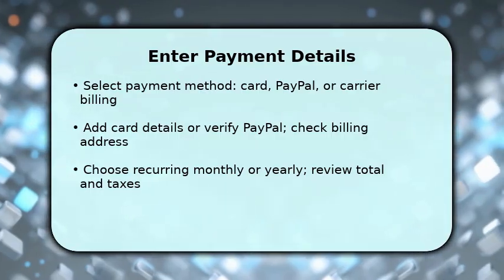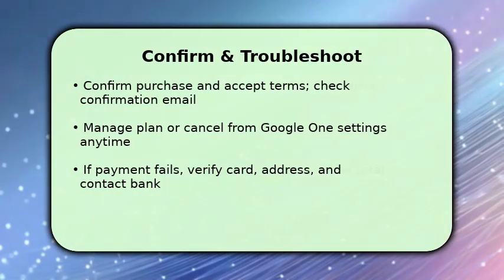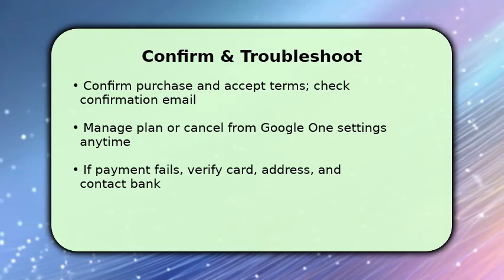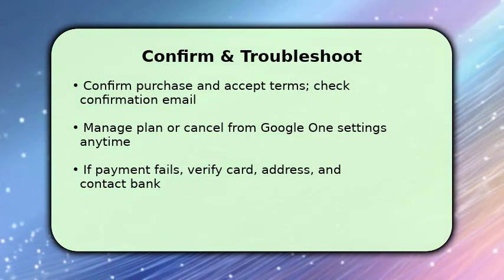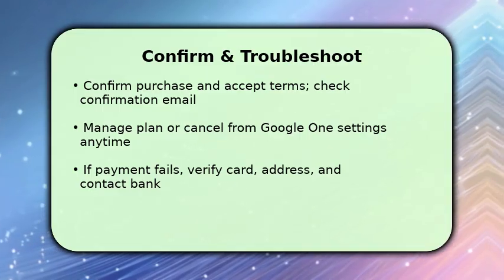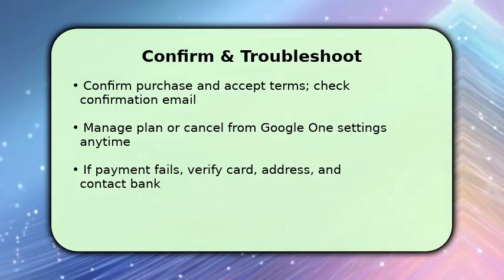Finally, confirm the purchase and accept Google's terms. You'll get a confirmation email with plan details and next billing date. Once done, open Google One settings to manage sharing, storage distribution, and billing cycle changes.